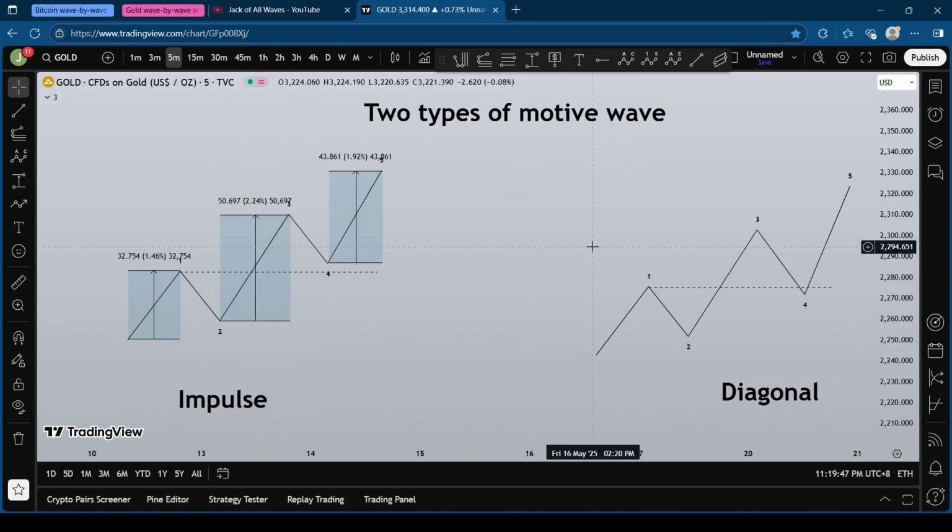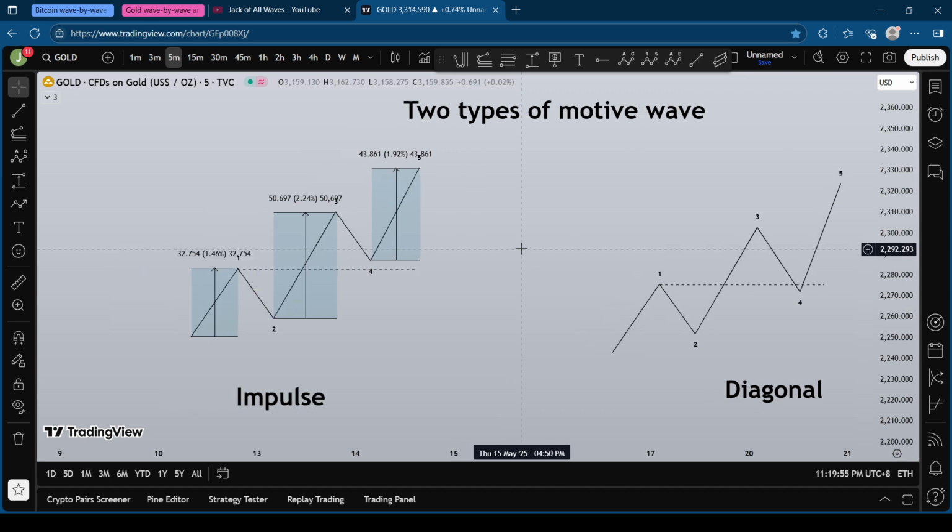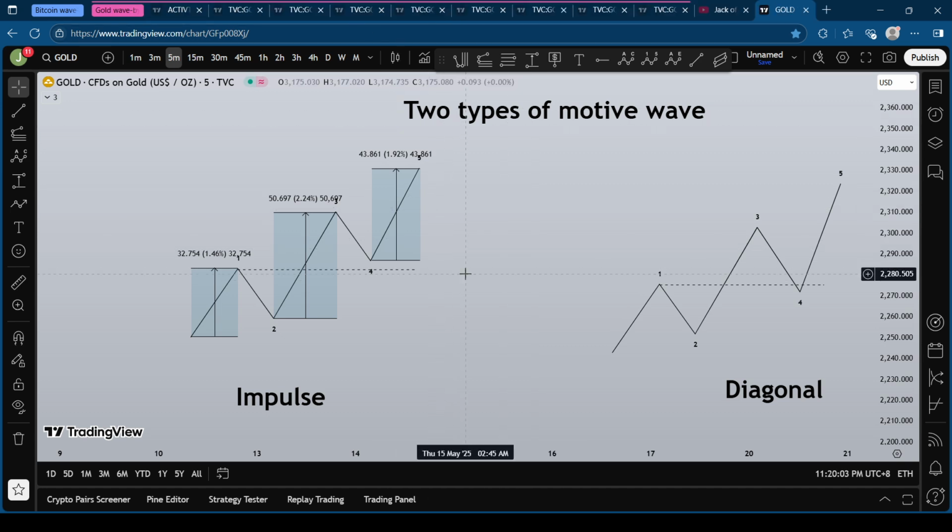Wave 3 should always be an impulse wave, meaning wave 4 should not go beyond the territory of wave 1. Now, with this in mind, we will proceed to the actual wave counts of gold. Allow me to share some previous analysis.